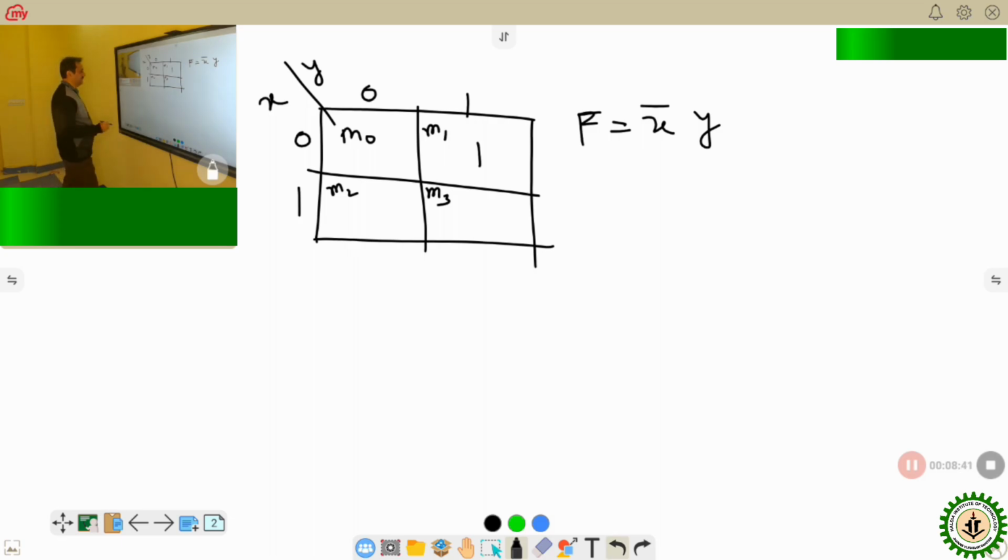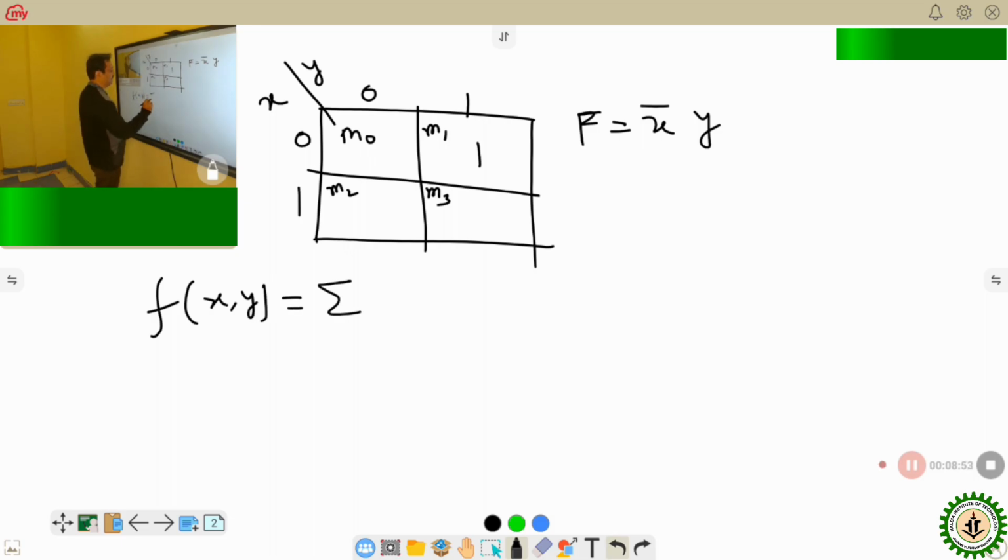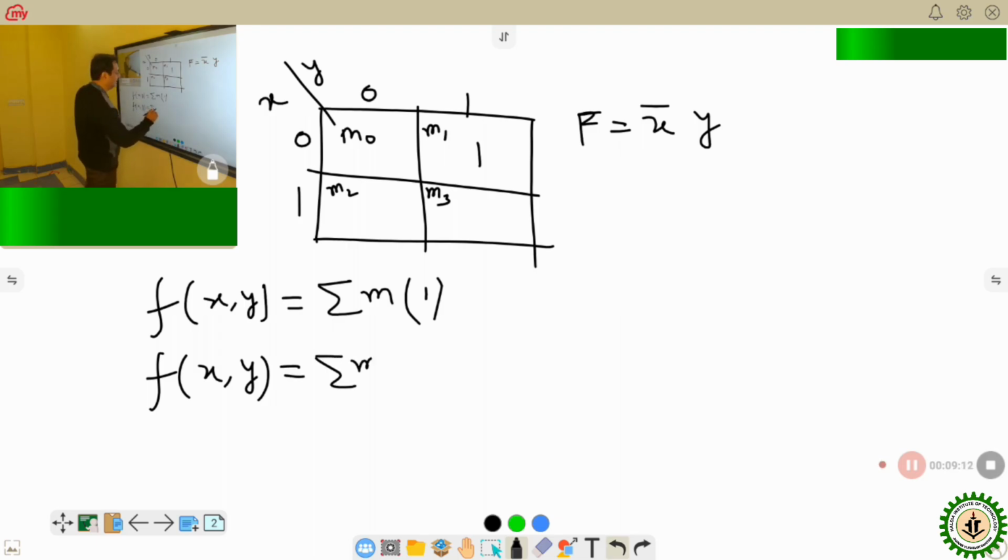Now, if I give an example, suppose two variables, how can it be represented as a Boolean function? So f of x comma y equals summation of min term positions. We will consider only the one values. The one value is m1, so this is one position. Now, if I consider another Boolean function for two variables x comma y, this equals the summation of min terms, suppose 0 and 1.